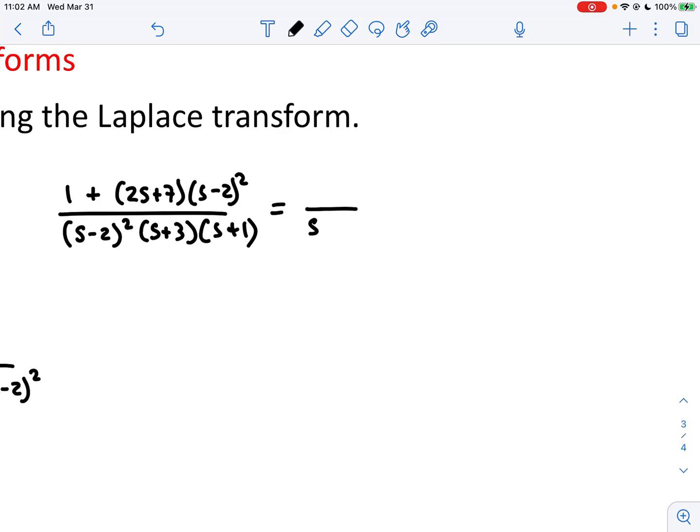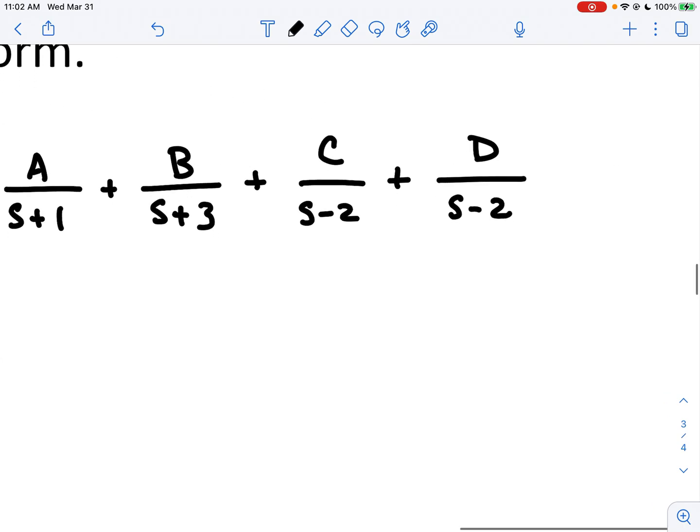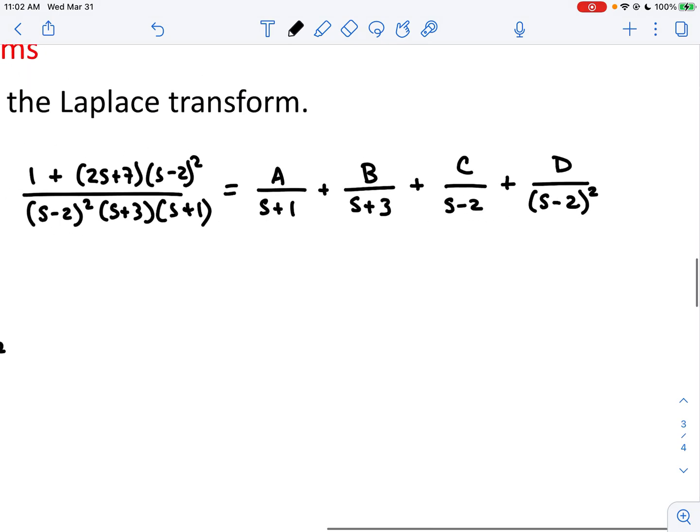Let's do the simple denominators first. The s plus 1 is going to get an A above it. The s plus 3 will get a constant B above it. And the s minus 2 is a repeated denominator, so you get two more fractions out of this, where the s minus 2 is repeated, s minus 2, s minus 2. And since they're both linear, you get two constants above those. But the third rule of setting up a decomposition says that with the repeated denominator, increase that power. So here's our decomposition.